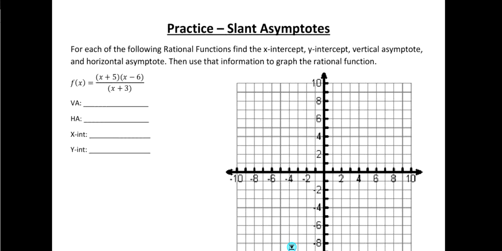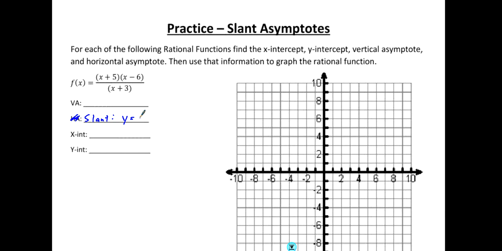Okay, so we've been practicing rational functions for a while now, and today we're going over slant asymptotes. Really not much changes other than the fact that, instead of a horizontal asymptote, we are dealing with a slant asymptote. And to find that, we actually have to do long division.